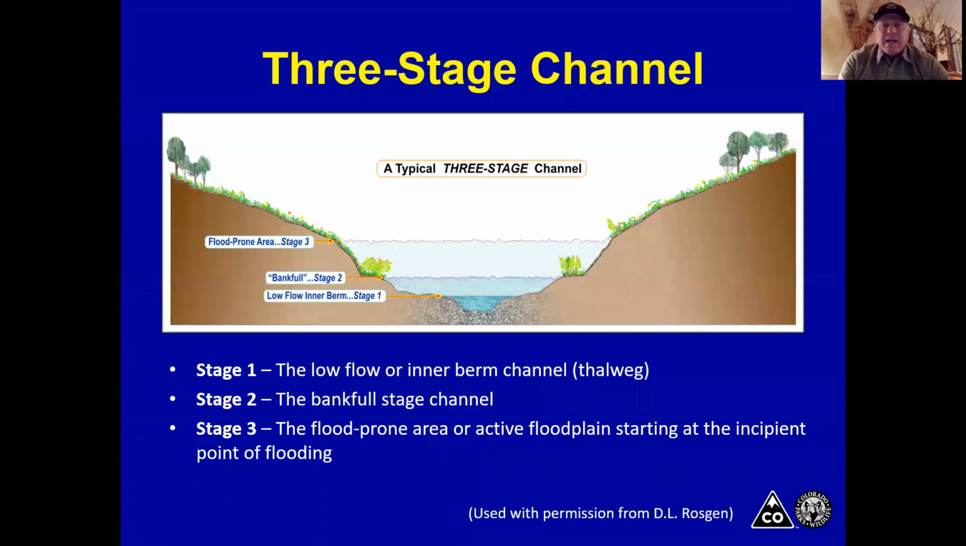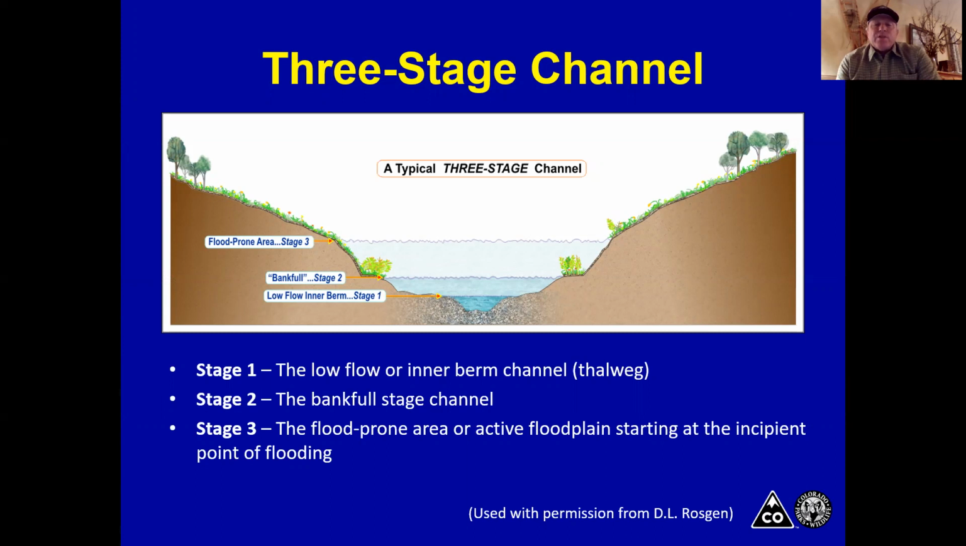In contrast to that, the three-stage channel has this low elevation, low flow or inner berm channel we call the thalweg of the channel, which just means, again, that lowest elevation portion of the channel. That's where a lot of the flows during drought conditions are concentrated in a smaller cross-sectional area, and fish can survive under extreme drought because of that.